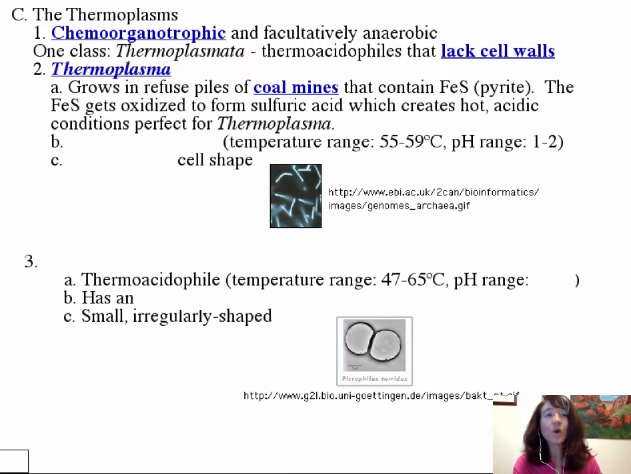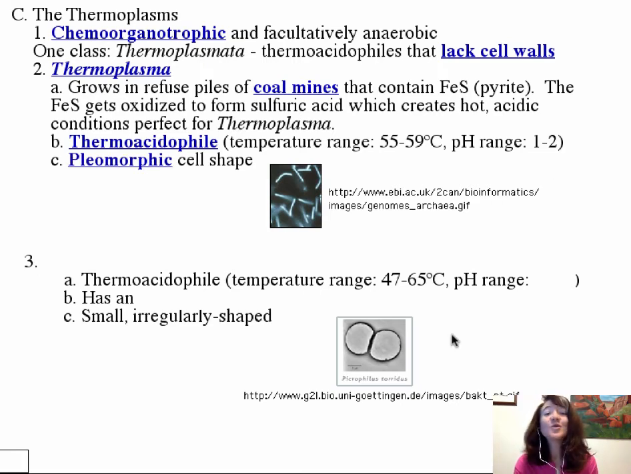So Thermoplasma is one genus in the thermoplasms, and it tends to grow in these coal refuse piles that contain iron sulfide, which is fool's gold. And then that gets oxidized, makes a hot, acidic environment. And it likes to grow at pHs of 1 to 2.